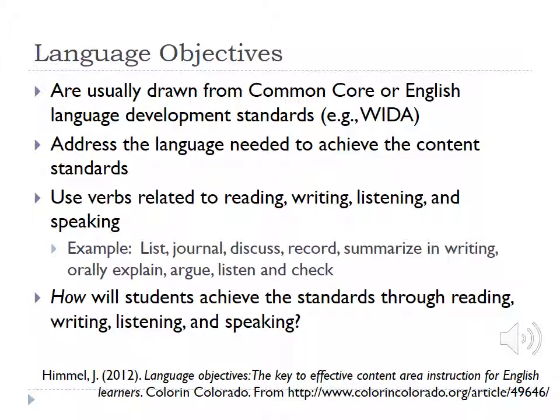Just like for content objectives, it's helpful to plan for the types of verbs needed for language objectives. Verbs related to reading, writing, listening, and speaking. Some examples are list, record, orally explain, summarize in writing, or listen and check off on a graphic organizer. The emphasis for language objectives is on how. How will students achieve the content standards through reading, writing, listening, and speaking? So if the content objectives focus on the what, the language objectives focus on the how.